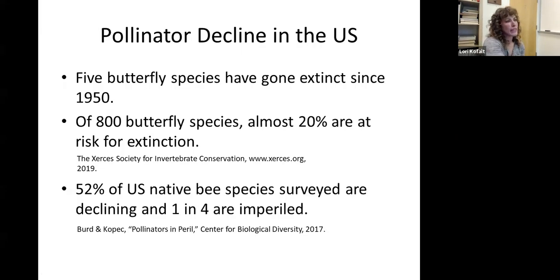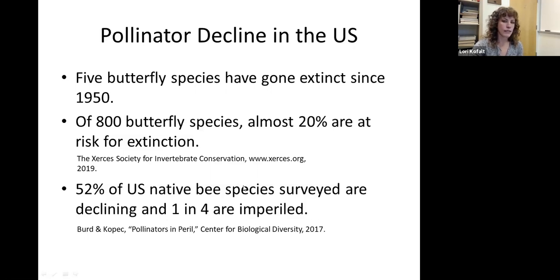And so we need to talk about pollinator decline, particularly in the United States. So according to the Xerces Society, which is an organization dedicated to research on pollinators, we've seen 5 species of butterflies become extinct in the past 70 years. Of 800 US butterfly species, almost 20% are at risk for extinction. And then the Center for Biological Diversity did a study of US native bee populations and found that over half are declining and 1 in 4 are imperiled.